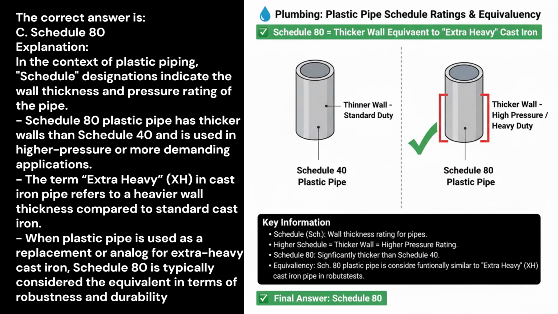When plastic pipe is used as a replacement or analog for extra heavy cast iron, Schedule 80 is typically considered the equivalent in terms of robustness and durability, especially in industrial or high-stress plumbing applications. Thus, the plastic pipe rating that corresponds to extra heavy, XH, is C. Schedule 80.